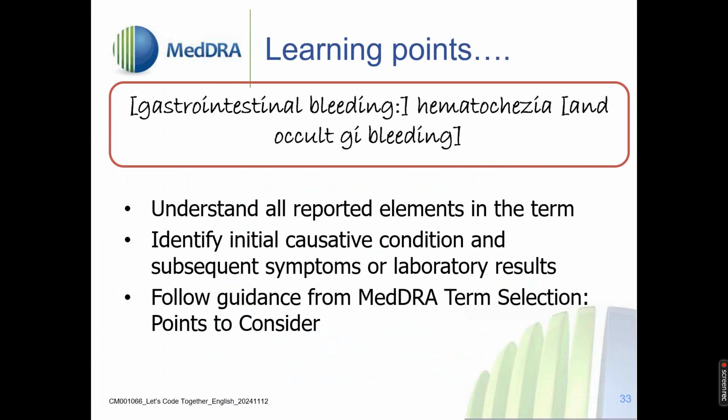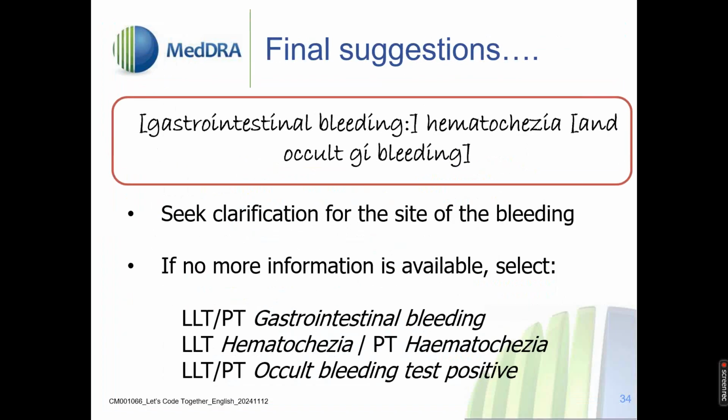So firstly, learning from this, we need to understand all the reported elements in the term and reference those. Identify the initial causative condition, if we can, and subsequent symptoms or lab results, and then follow the guidance from the MedDRA term selection points to consider. So overall, firstly, we would try to get clarification from the reporter. Here, only the reporter knows the site of the bleeding or their judgment. We can't see the patient. We can't decide based on what's reported the exact site of the bleeding.